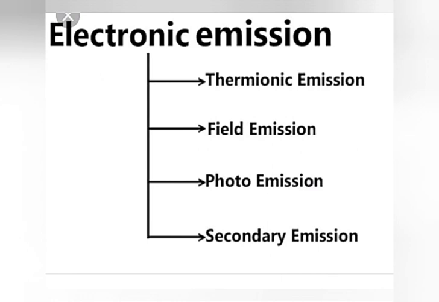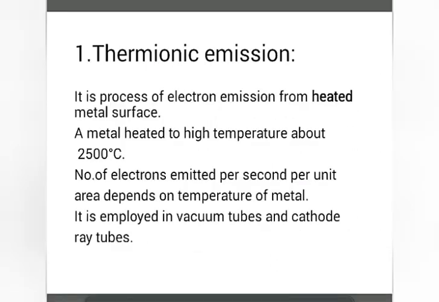First one is thermionic emission, second one is field emission, third one is photoelectric emission, and the last one is secondary emission. Let us discuss one by one. First one is thermionic emission. Thermionic means heat. So it is the process of emission of electrons from a heated metal surface. In this process heat is supplied to cause the emission of the electrons.